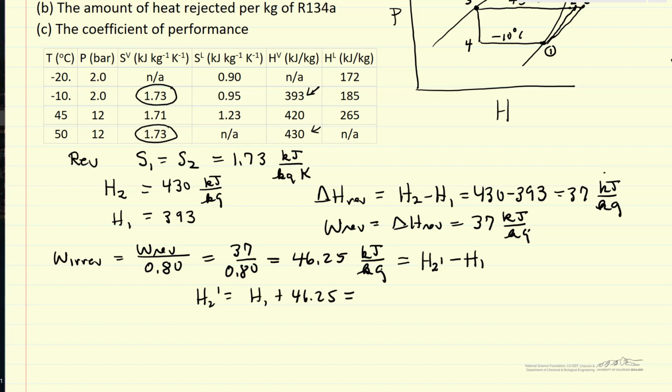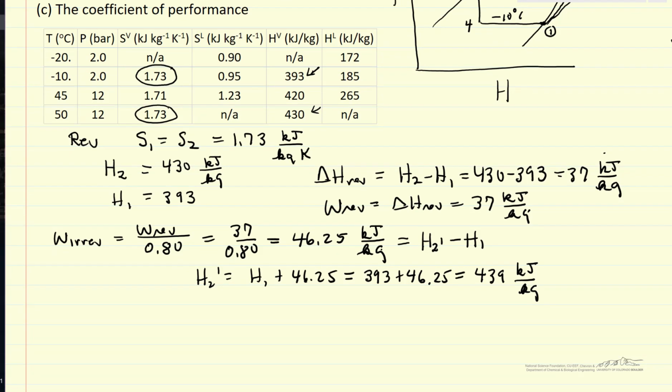So that's H2 prime minus H1, which means H2 prime is H1 plus 46.25. Well, we already used H1, right? H1, 393 kilojoules per kilogram. 393 plus 46.25. So 439 kilojoules per kilogram is the enthalpy at 2 prime.